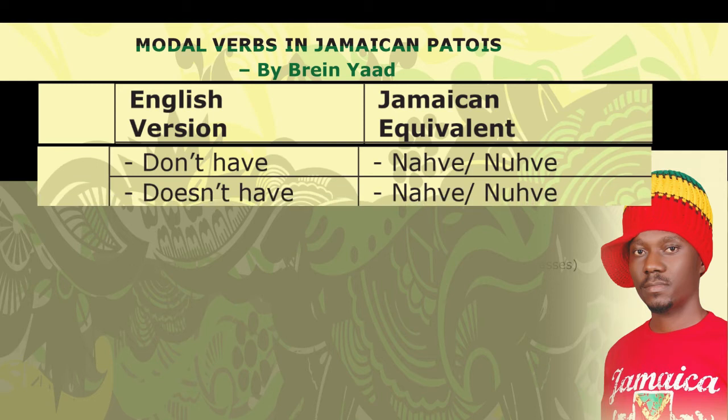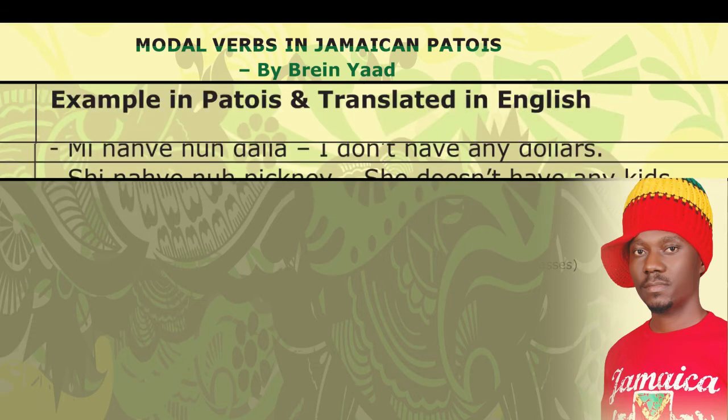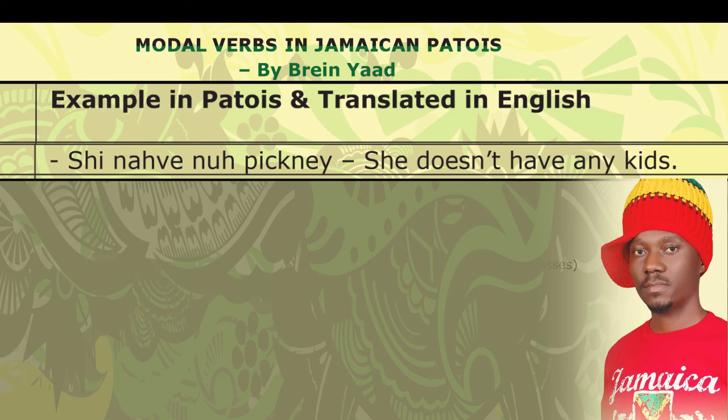And again, how do you say does not have? Modal verb does not have. You simply say nav. Same thing. So under example we shall say, she nav no picnic. She have no picnic, meaning she does not have children, or she does not have any children. Is she barren?